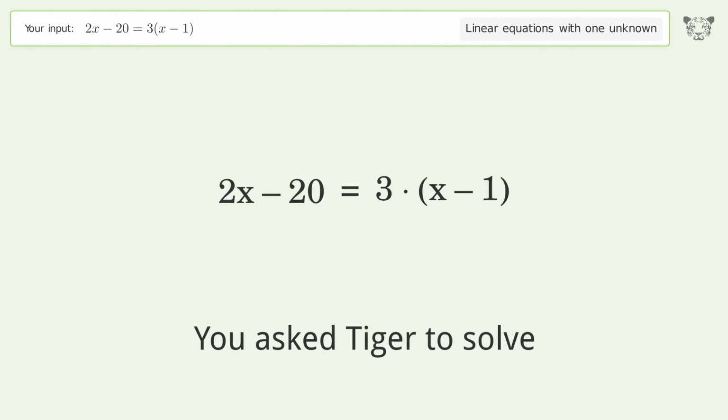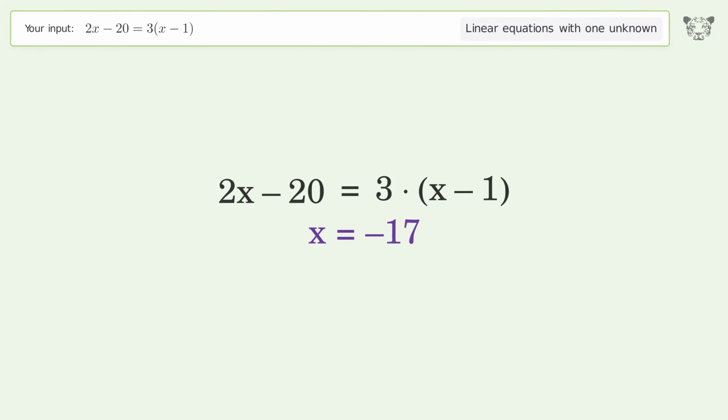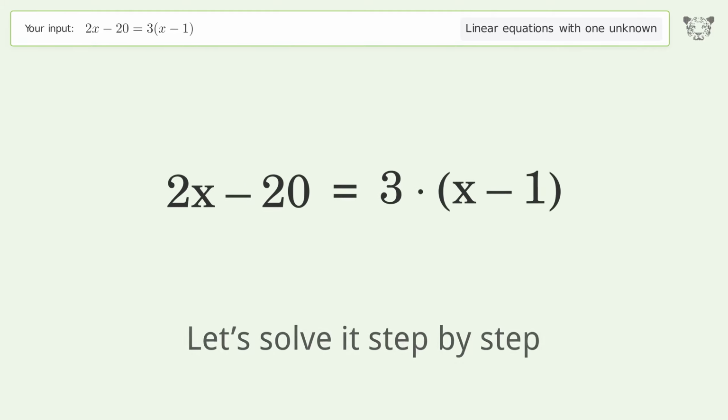You ask Tiger to solve this. This deals with linear equations with one unknown. The final result is x equals -17. Let's solve it step by step.